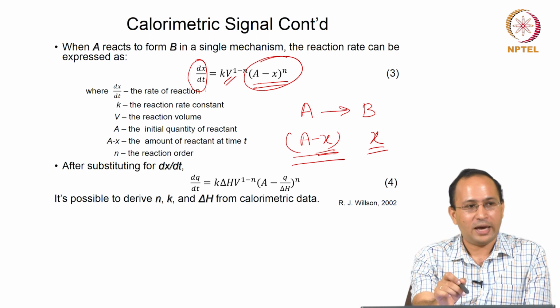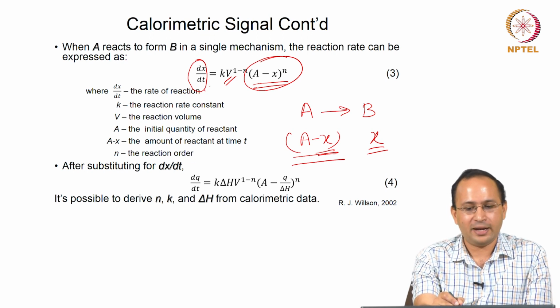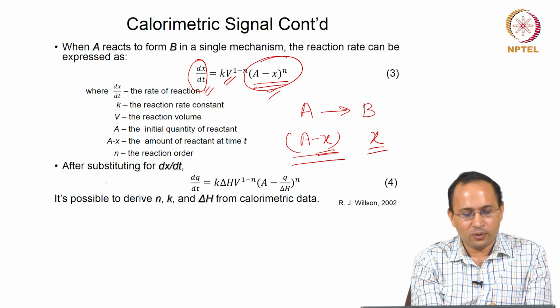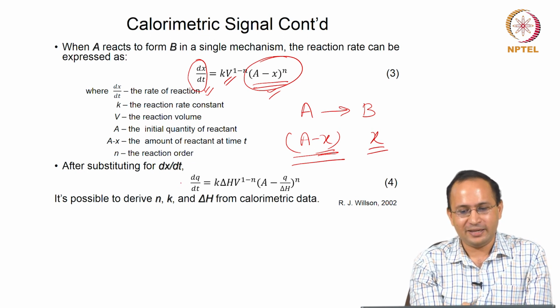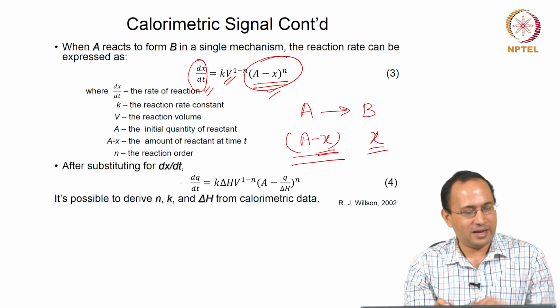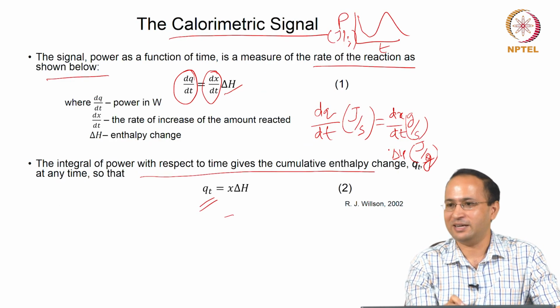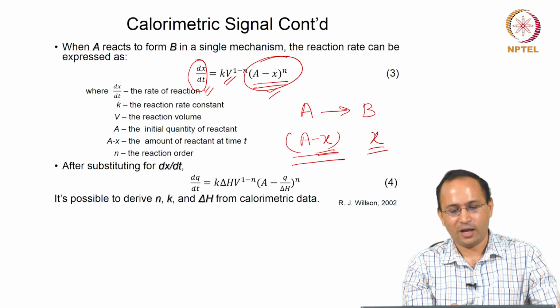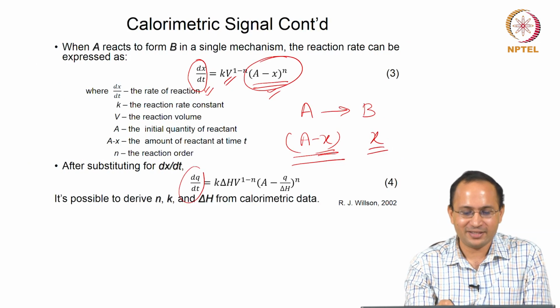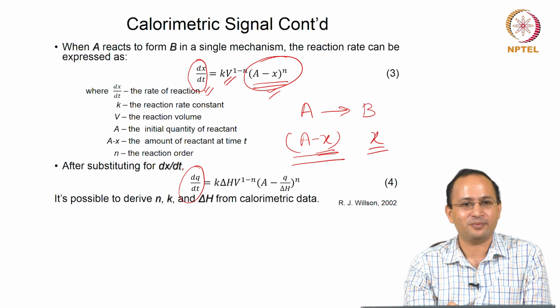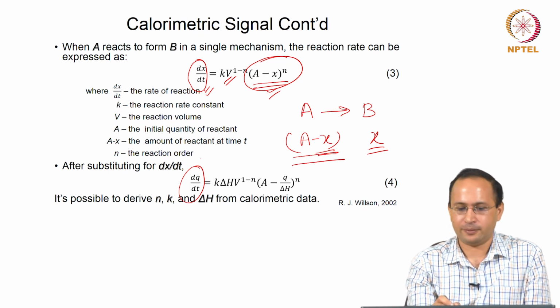So, now you have this relation where you can relate the reaction rate to the amount. After substituting for dx by dt, we know from the last slide that dq over dt equals dx over dt times delta H. Now we can calculate dq over dt, which is the signal we get from the calorimeter. dq over dt is joule per second, power.